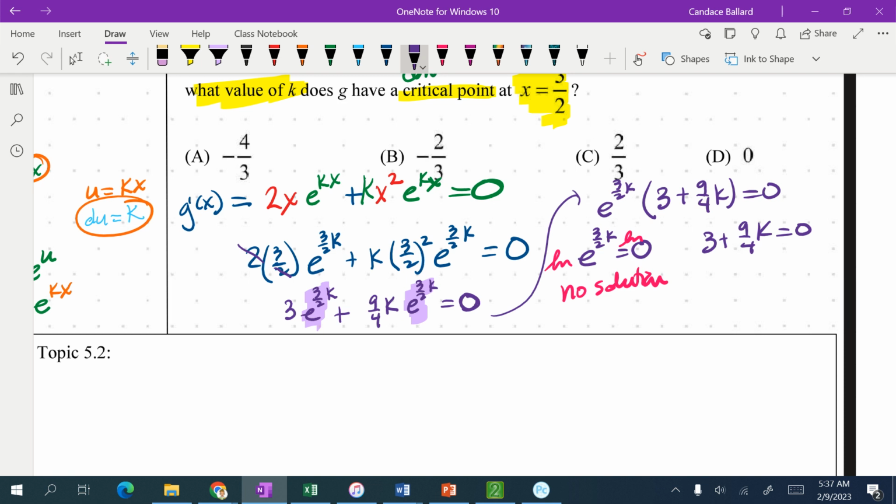So I'm going to subtract my 3 to the other side. And then I'm going to multiply by the reciprocal. So I'm multiplying by 4/9. All right, so 3 goes into 9 3 times. My k value is -4/3, and what do you know? That's one of my answer choices.